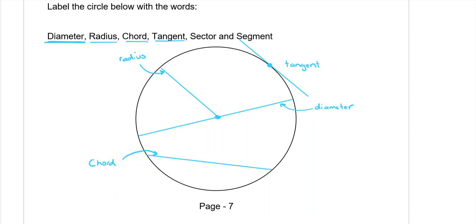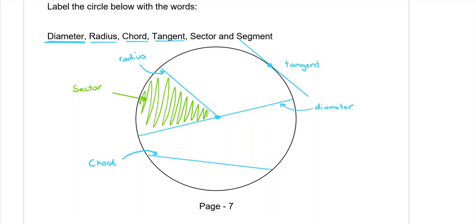Next, we want a sector. A sector is the area that is cut off by two radii. So in here, I had a radius drawn. So that little wedge in there, that part, the area is called a sector.